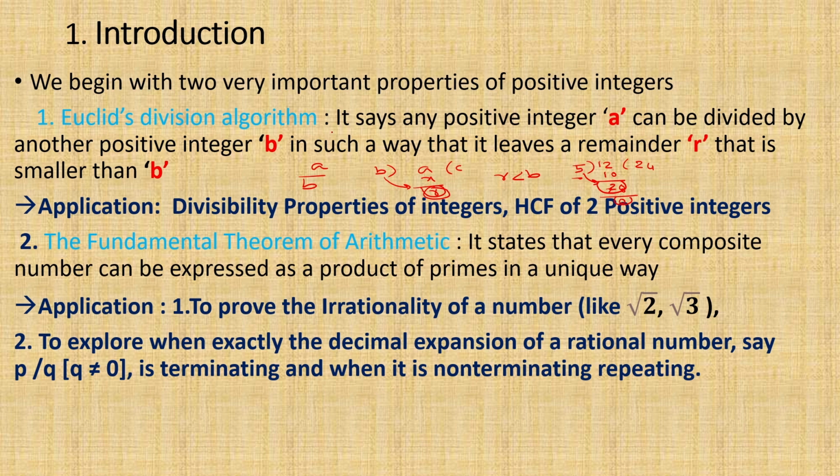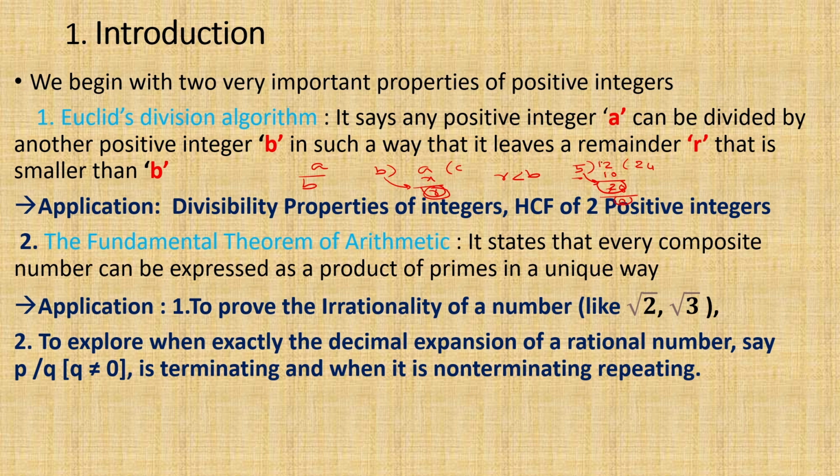Same thing here he explained. It says that any positive integer a can be divided by another positive integer b in such a way that it leaves a remainder r that is smaller than b. If r is equal to 0 it means it is perfectly divisible. If r is not equal to 0 it means it is not perfectly divisible. It will get a remainder.